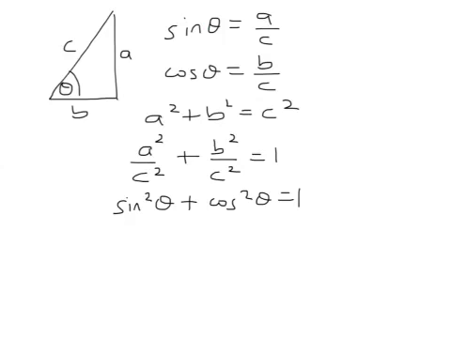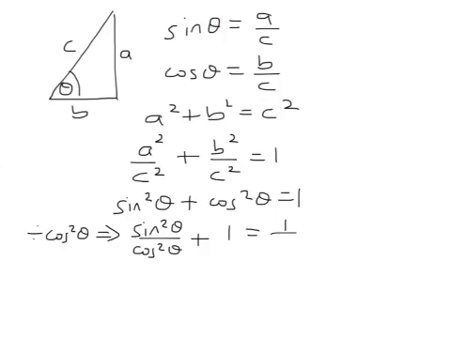Let's take this, let's now divide everything by cos squared theta. So I'm going to get sine squared theta over cos squared theta plus 1 equals 1 over cos squared theta. Now, strictly speaking, I should have used equivalent signs here. Let's just put those in here.